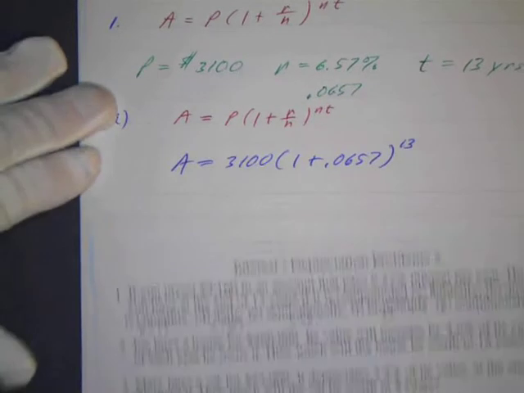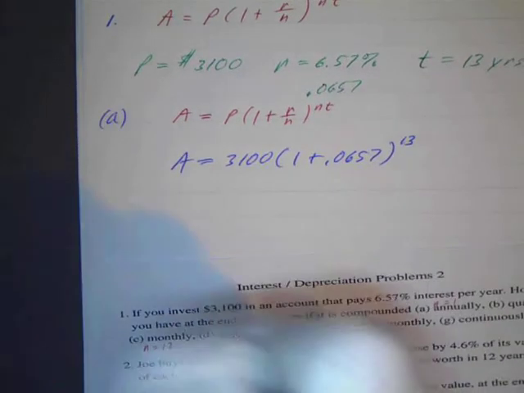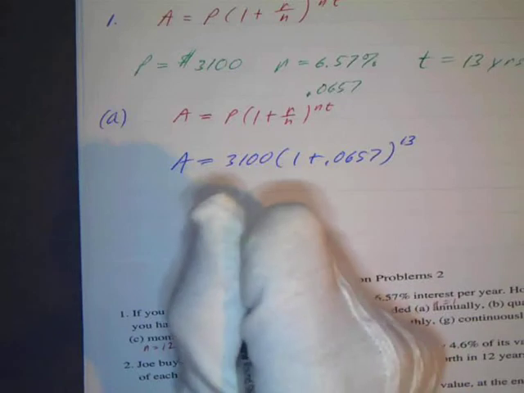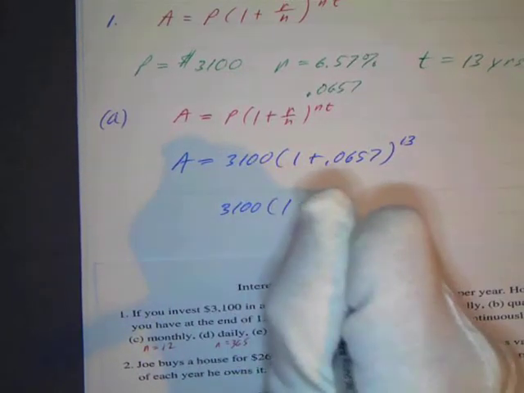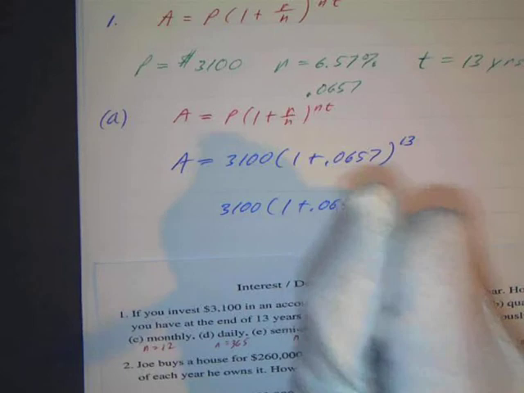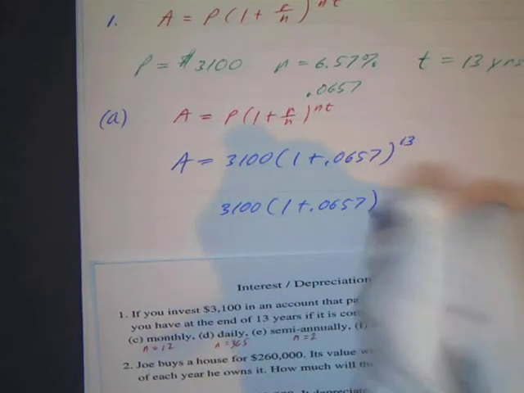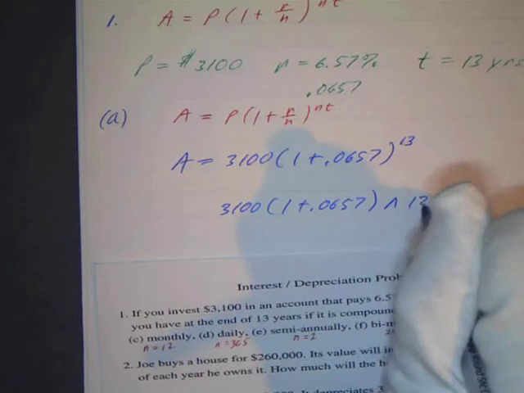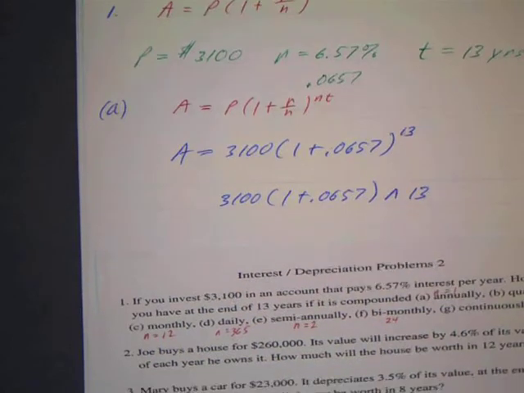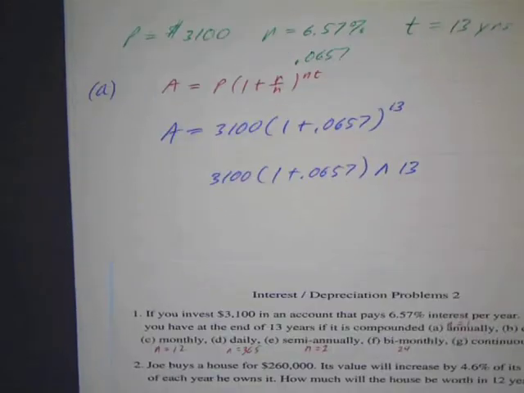Then I want you to put the calculator strokes down so we see how we're going to put this in our calculator. So that's going to be 3,100, parentheses, 1 plus 0.0657, parentheses, caret, that's the caret that we use for our times 13. And then just calculate it out. So you get out your calculator.